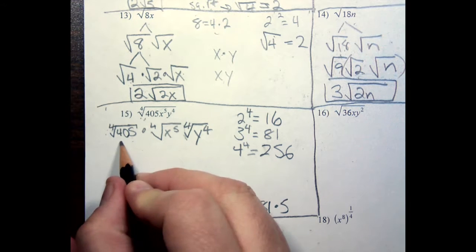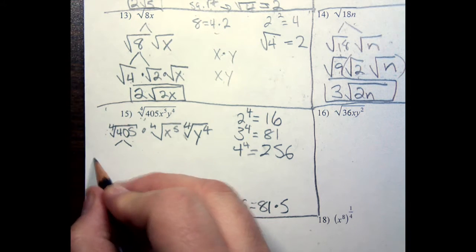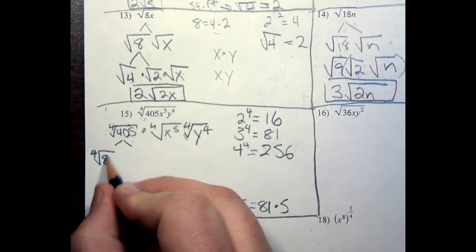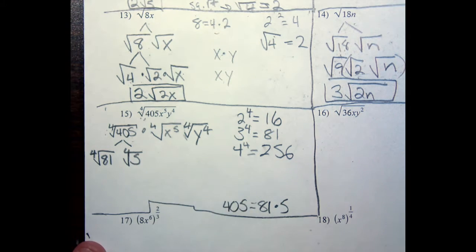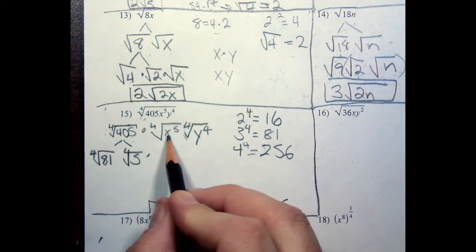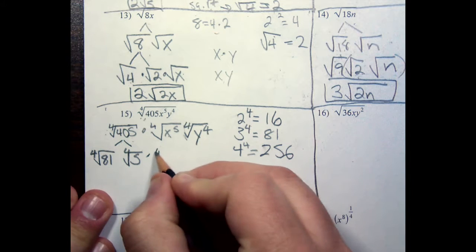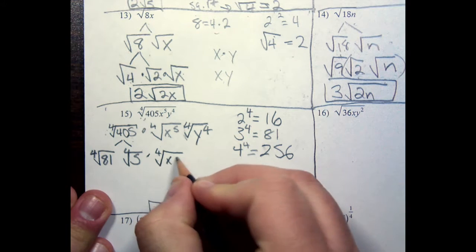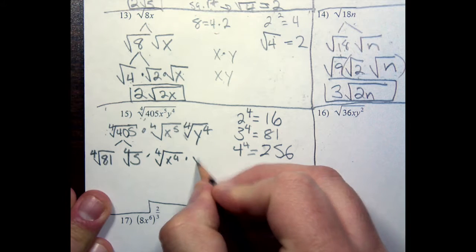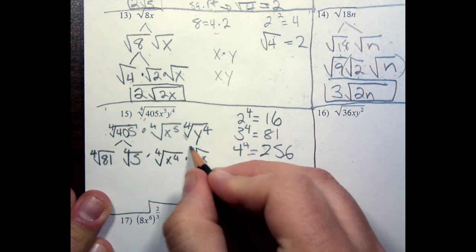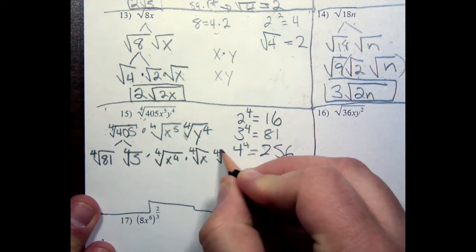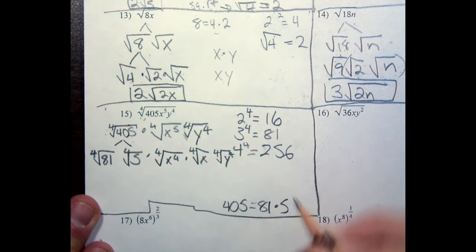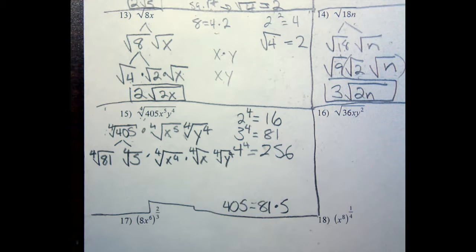Now I can take this and rewrite it as the fourth root of 81 times the fourth root of 5 times, now this x to the fifth, I'm going to rewrite this and you'll see why in a second. The fourth root of x to the fourth times x to the first. The fourth root of x to the fifth. Now I'm going to leave y alone because it's already set up the way that I like it.